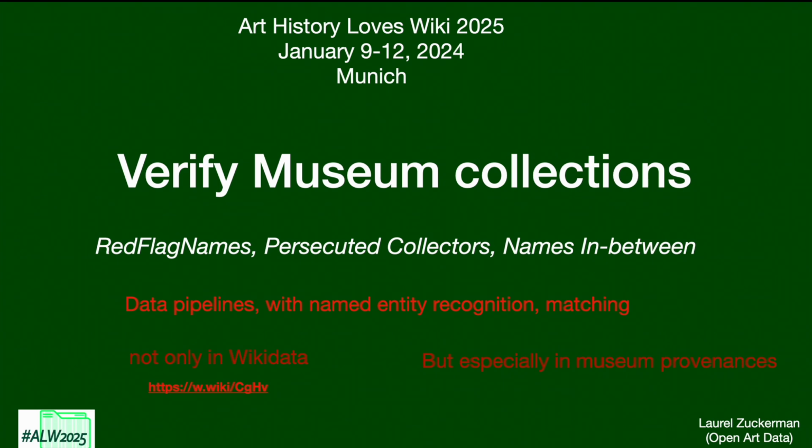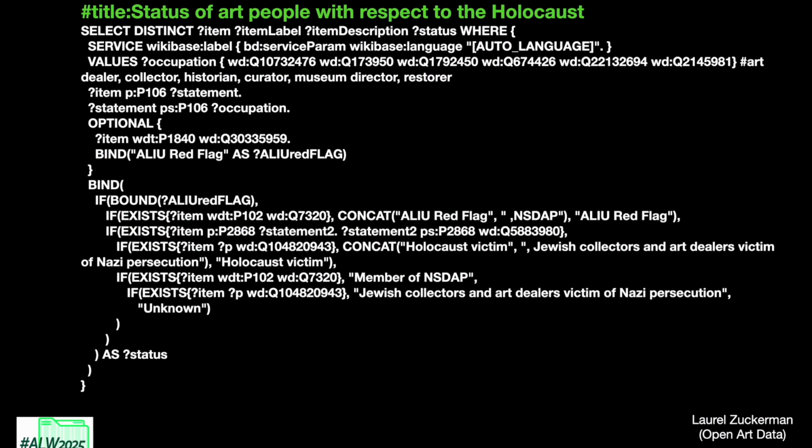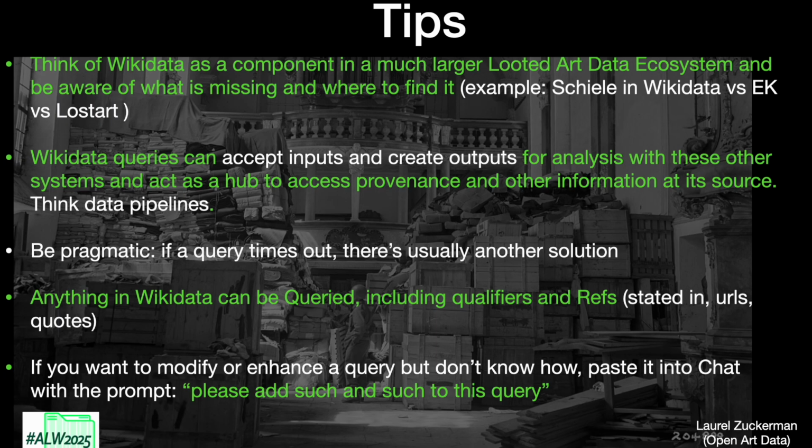And that will be the object of a separate presentation where we can look at how one can code this and share the code, for example, in Google Colabs or in other tools. This is just to give you an idea of what a query looks like that will give you a single column with status, depending on whether the person's a red flag name, Nazi Party member, Jewish collector, or several things at once.